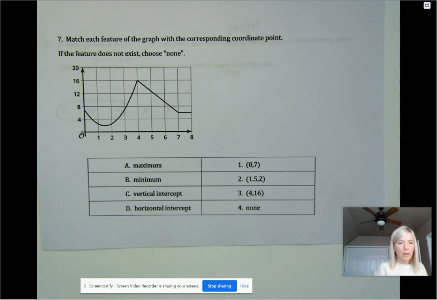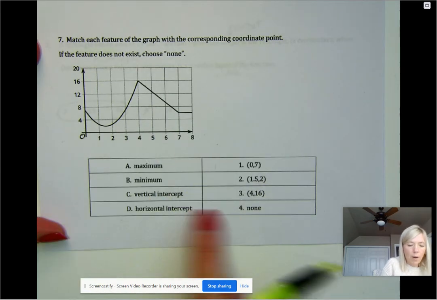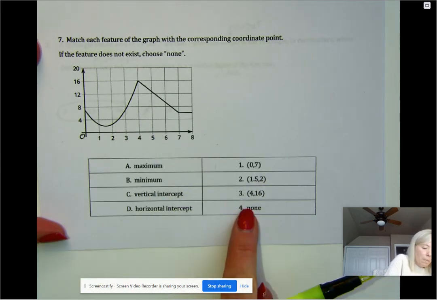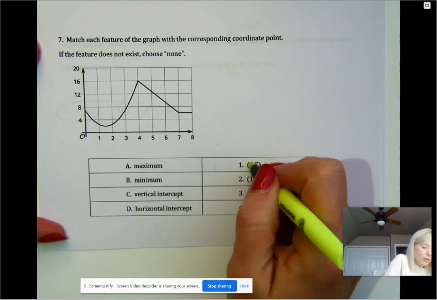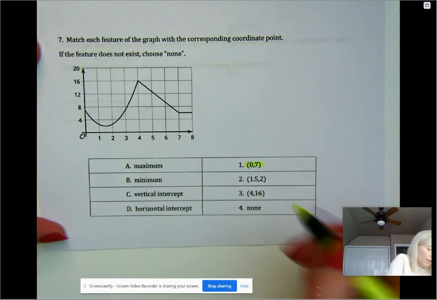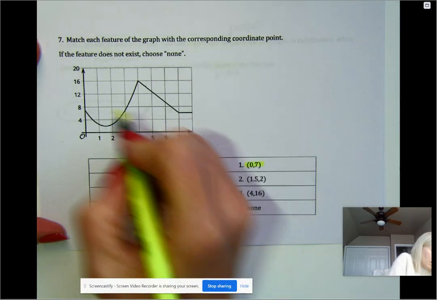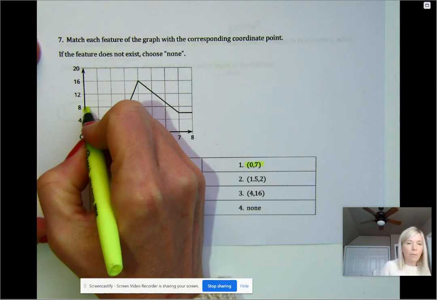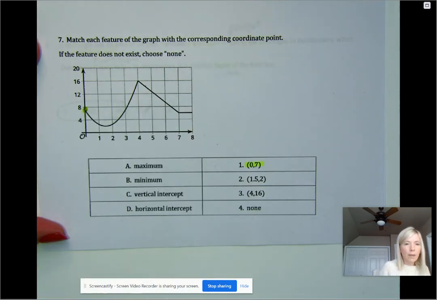Okay, so this is a review of what we did on, well, you took this assessment actually before spring break. We're matching features with the coordinates on the graph. So I'm going to start by highlighting (0, 7). (0, 7) is where x is 0 and y is 7. It's that point right there. And because it's touching the y-axis, it's called the vertical intercept.